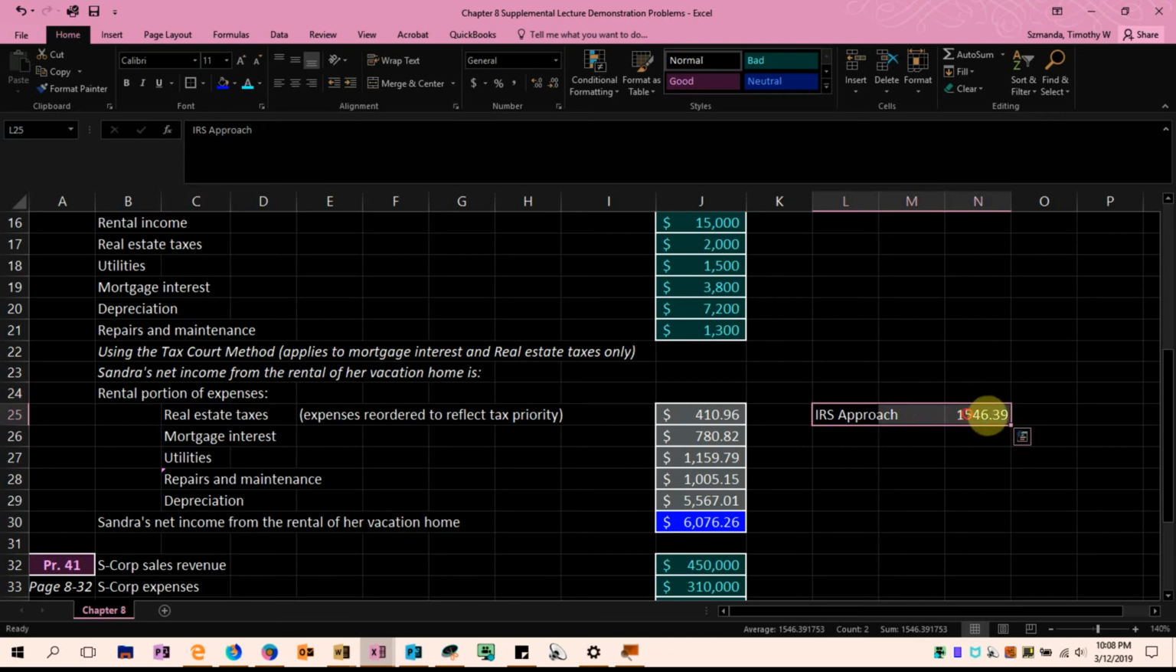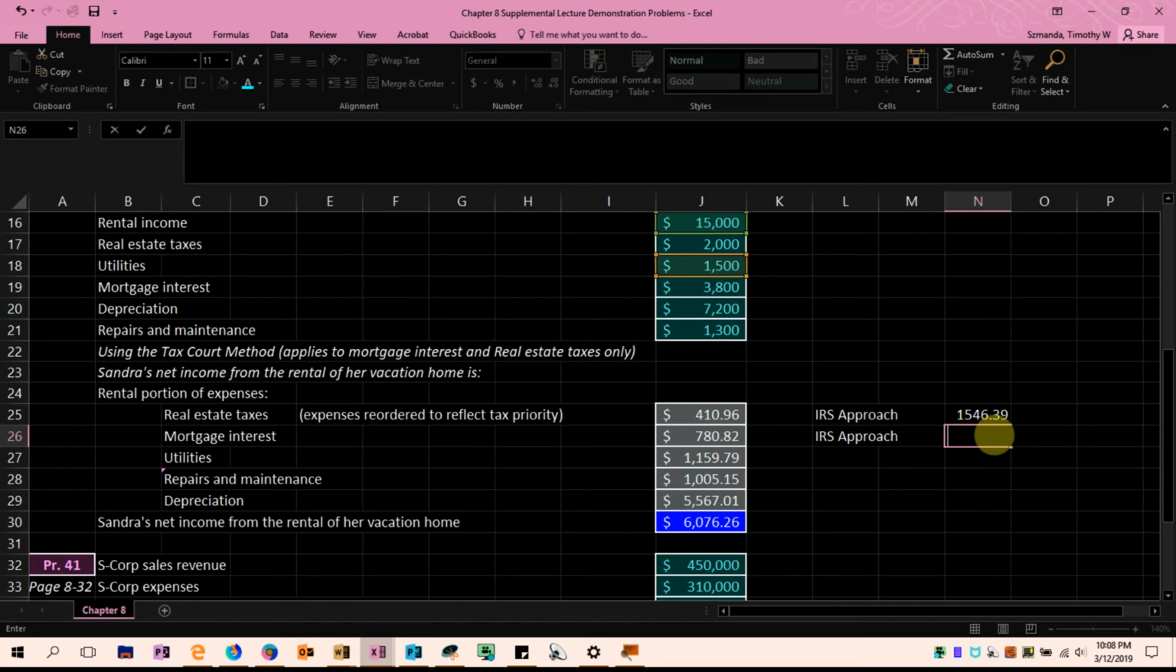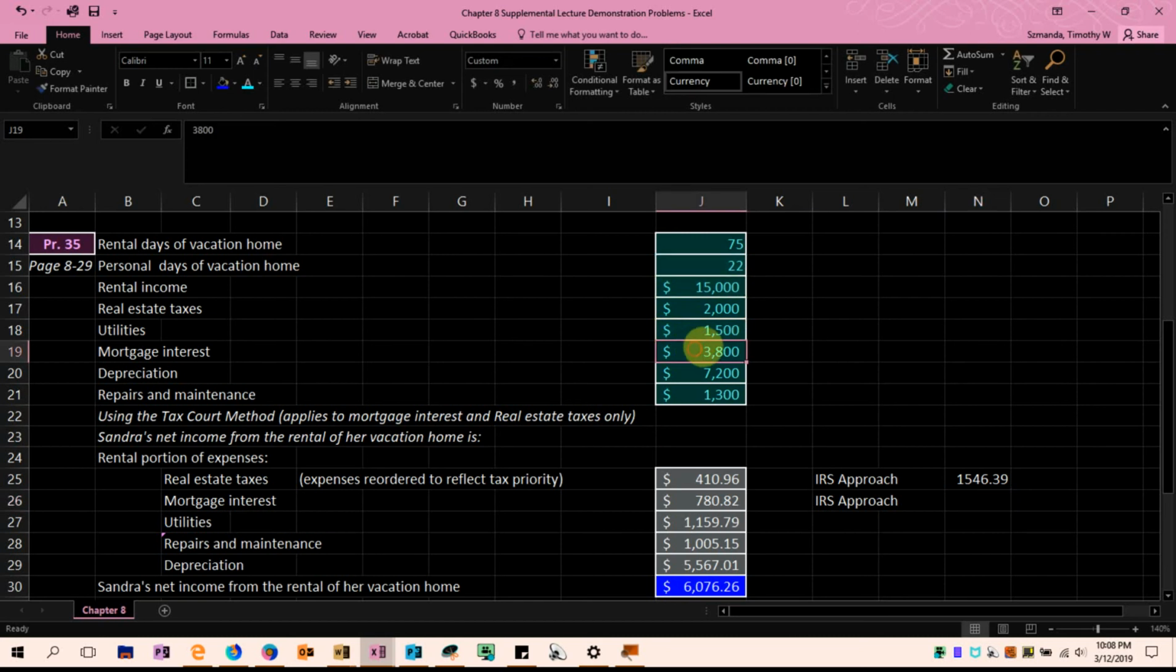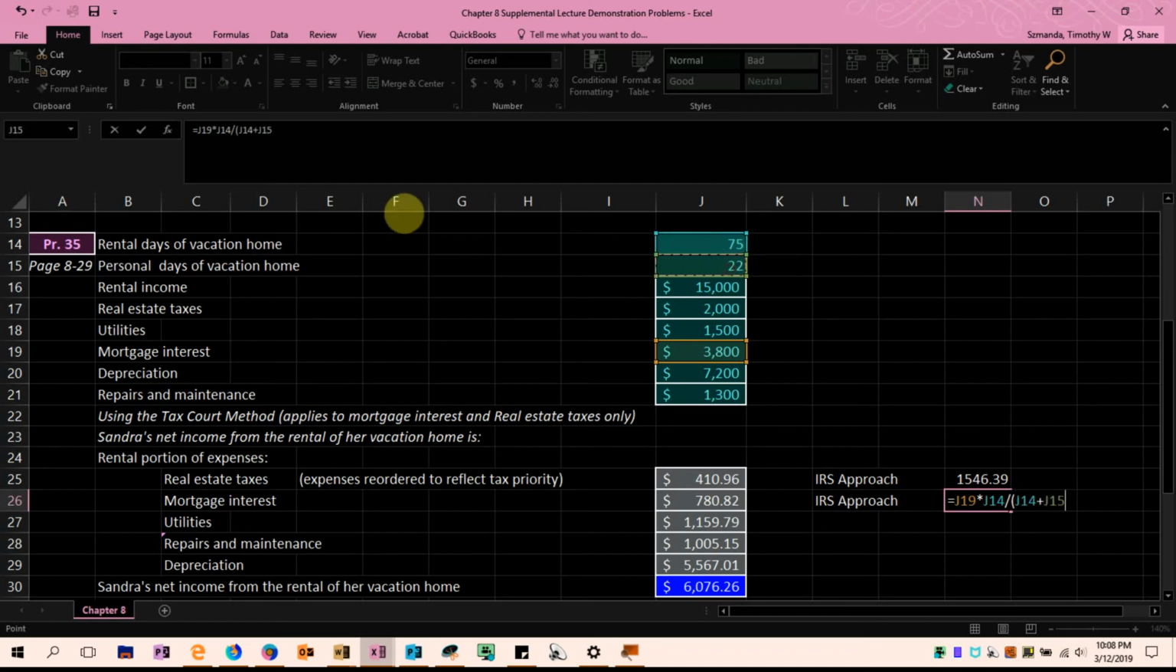So just for comparison purposes, if I were to bring this down and again do the exact same approach for the mortgage, I would take the mortgage cost of $3,800, and I'd multiply that times, again, this is the IRS approach, 75 divided by the quantity 75 plus 22.